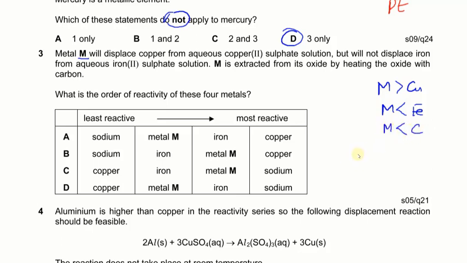So we can arrange the metals, looking at the information given. Least reactive would be copper. Then metal M is more reactive than copper, but it's less reactive than iron. So it would be like this. Sodium is the most reactive. So D is the correct answer for this question.